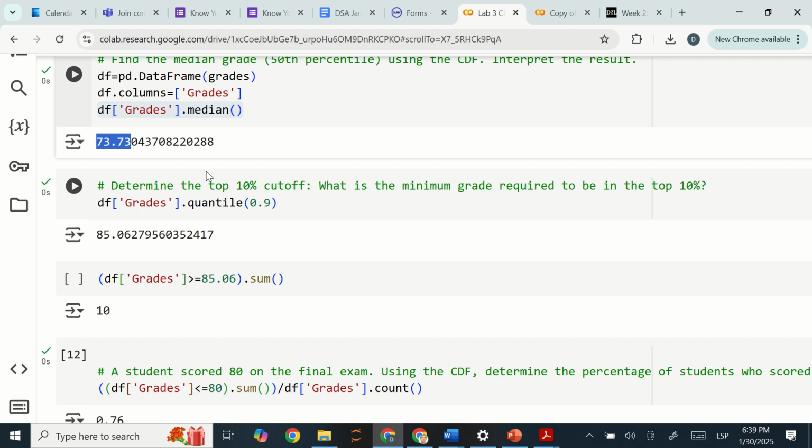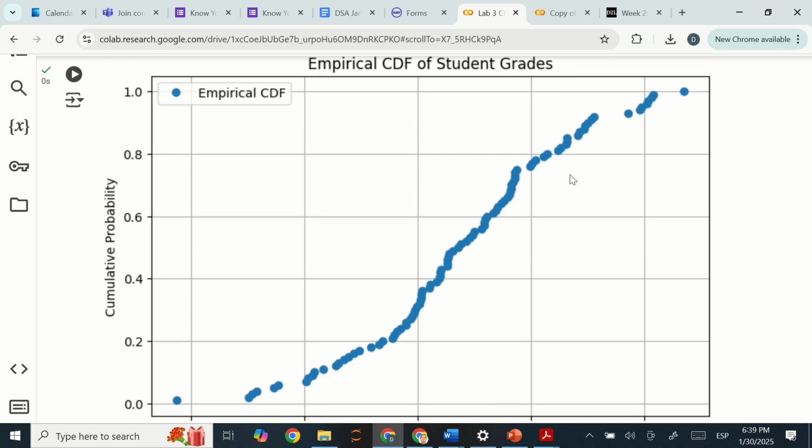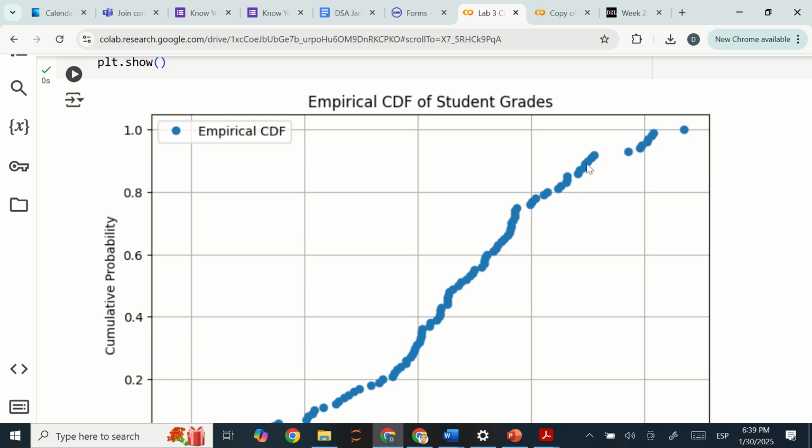Okay, so now the next question is determine the top 10% cutoff. So what is the minimum grade required to be in the top 10%, right? You need to understand the question first. The top 10%, that's actually a percentile, the 90th percentile. So you want to find the 90th percentile because you want the grades that are above that value.